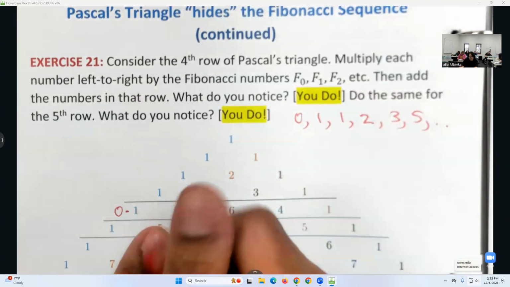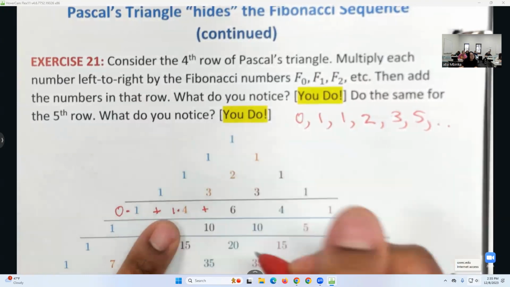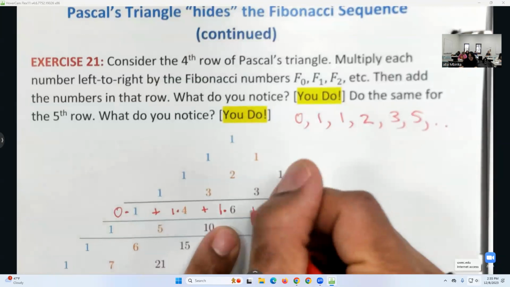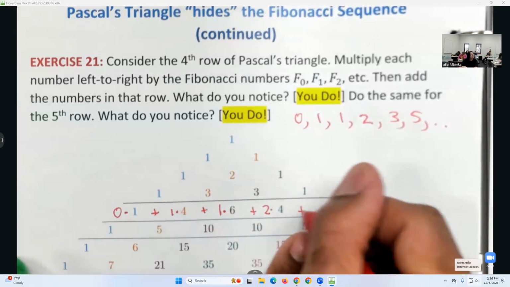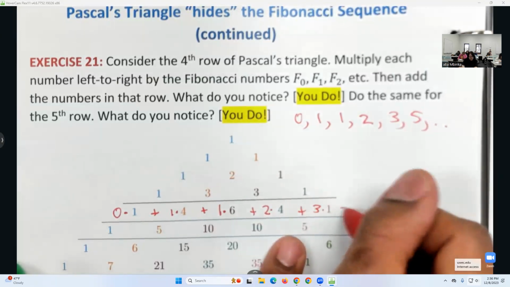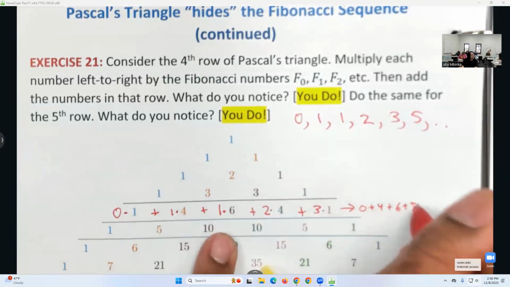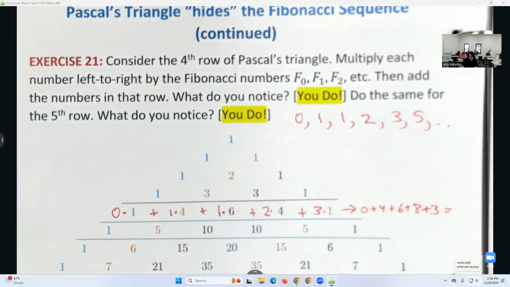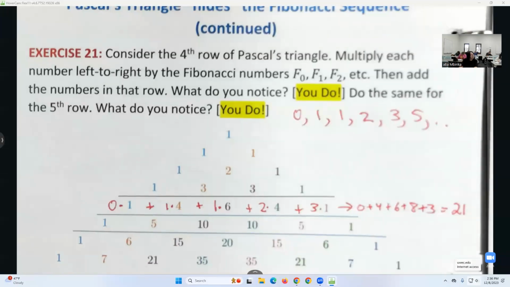So we're taking 0 times 1, that's the 0 here. And then to that, I'm going to add, now I take the 1 here, 1 times 4. And then I'm going to take the next Fibonacci number, which is 1, so I do 1 times 6. And then we do 2 times 4. And then we do 3 times 1. If we add up these numbers, we get 0 plus 4 plus 6 plus 8 plus 3, which equals 21. And that's a Fibonacci number also, 21.